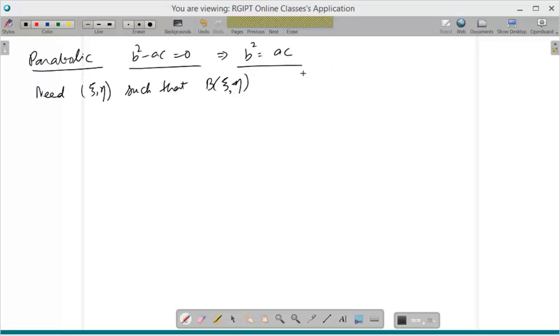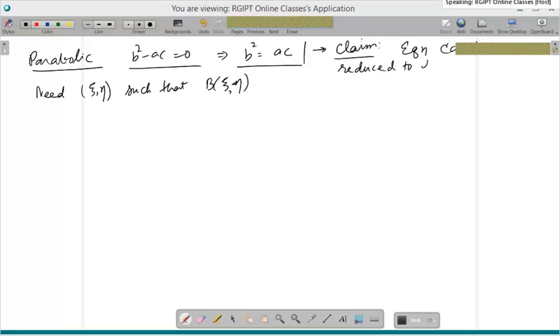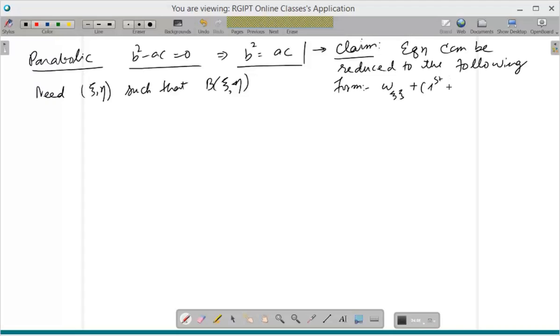So here basically I forgot to state it. In this case the claim is that the equation can be reduced to the following form: w_theta zeta plus first order derivative terms is equal to something. That is the canonical form for the parabolic case.